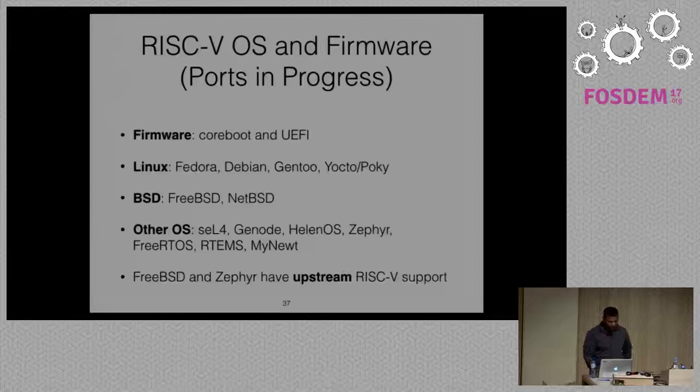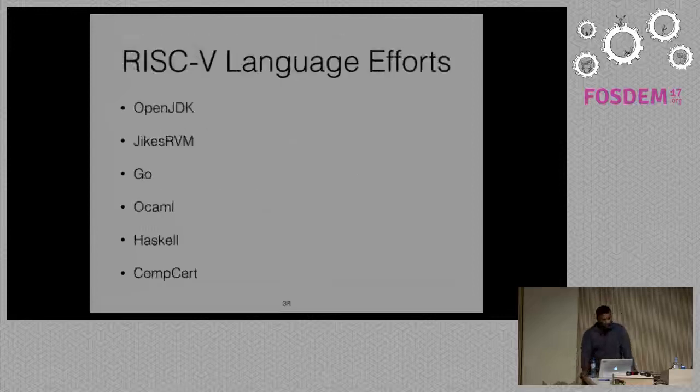There are a number of RISC-V language efforts in progress. For Java, there are people working on OpenJDK and JikesRVM. There's a Go port. There was a talk about Go at the last RISC-V workshop, so there are a few Google people who are working on Go RISC-V, and they're making a lot of progress in a short amount of time. There are people working on OCaml and Haskell support for RISC-V. CompCert is a formally verified toolchain. It's also got RISC-V support.